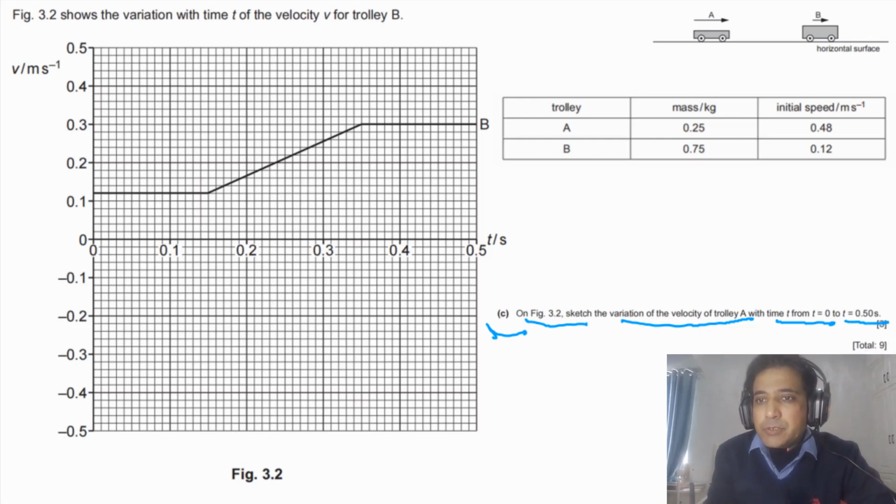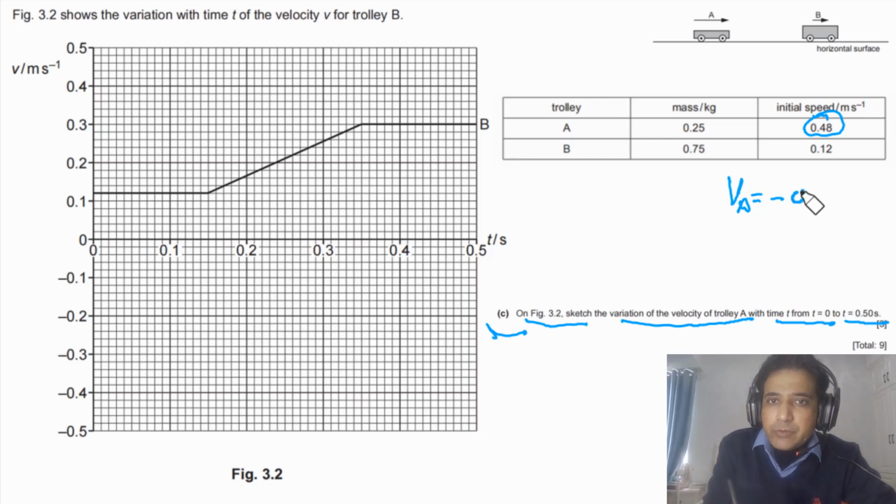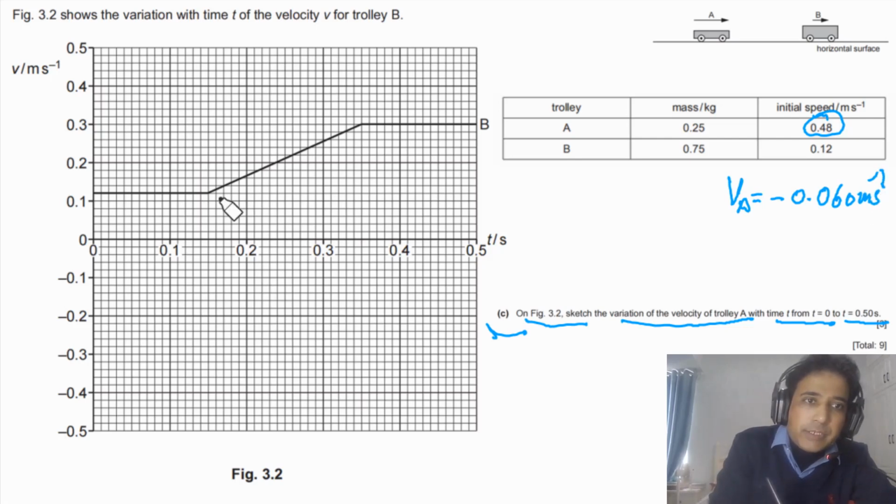So for this purpose, we need to understand what is the initial speed of trolley A and what is the final speed of trolley A. Final speed of trolley A we have found that is equal to negative 0.060 meters per second. And the collision is taking place here, so we can draw the line.